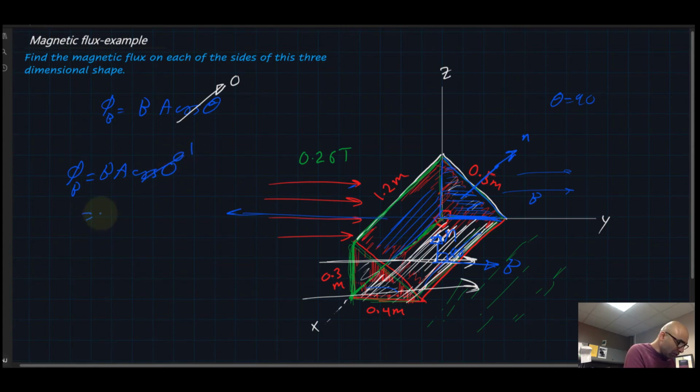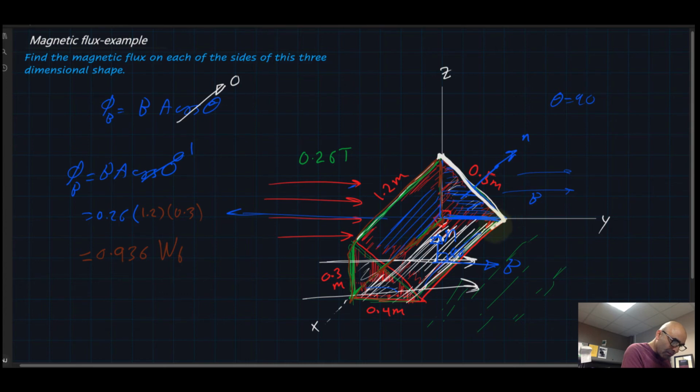Now B is equal to 0.26, and where is A for this one? This is the A that we need to find. So 1.2 times 0.3. And if you do this calculation, you are going to get, for the magnetic flux, 0.36 Weber. Now the remaining surface is this one.